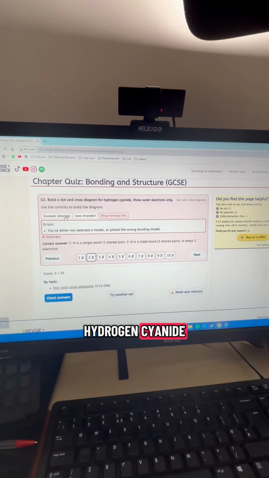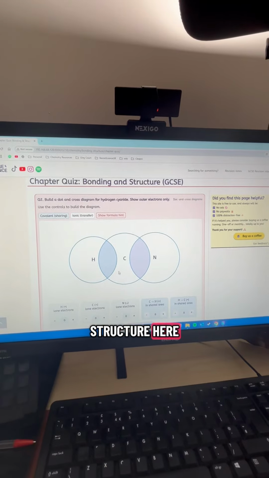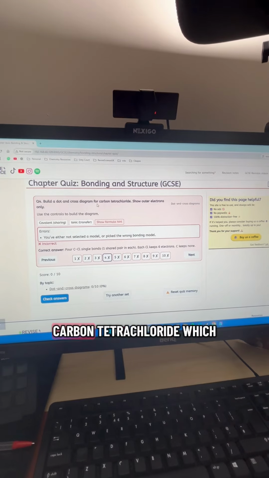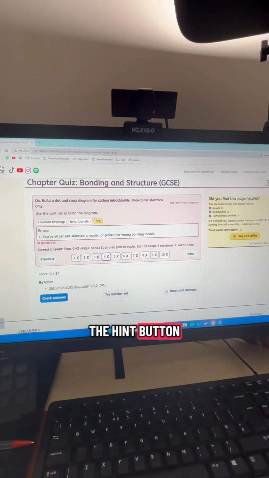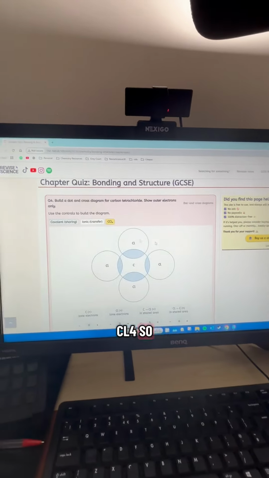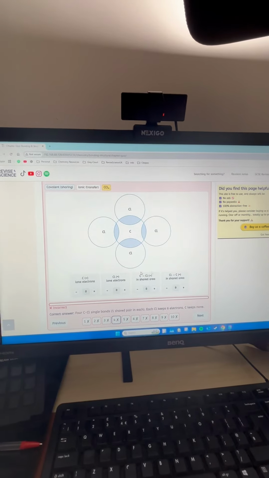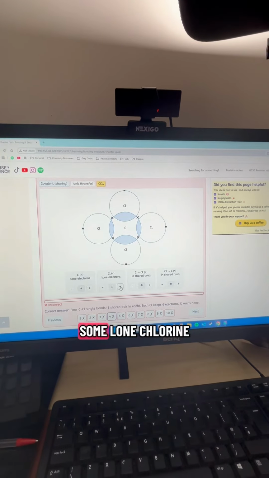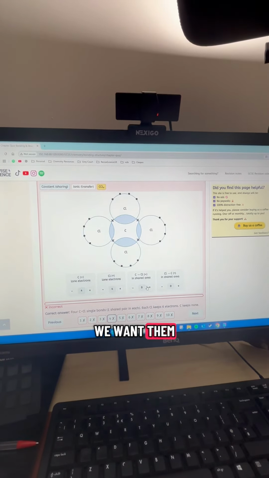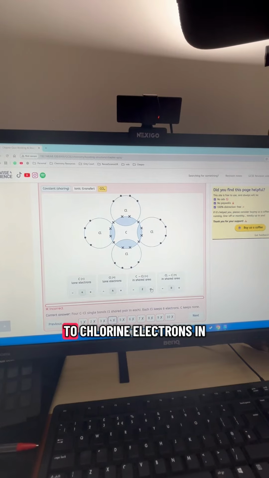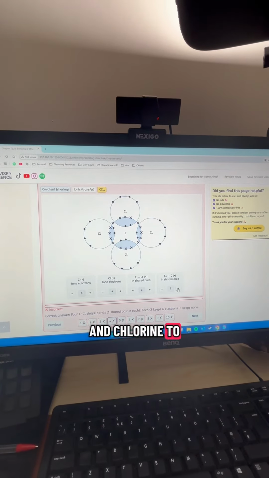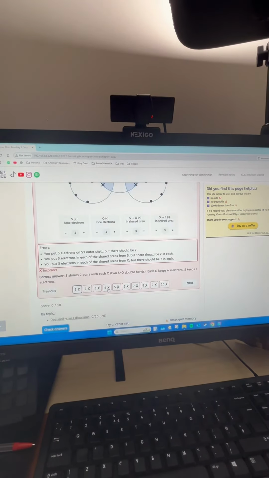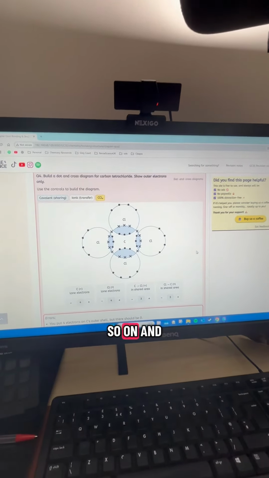So we've got hydrogen cyanide, which is this structure here. We've got a normal oxygen one there, carbon tetrachloride, which if we press the hint button gives us CCl4. So we've got a CCl4 structure here, and we can carry on again. So we can put our lone carbon electrons in if we want them, some lone chlorine electrons in if we want them, and we can put some carbon to chlorine electrons in and chlorine to carbon electrons in if we want to. Again, we can then just check answers on those. So that was question 4, and so on and so forth.